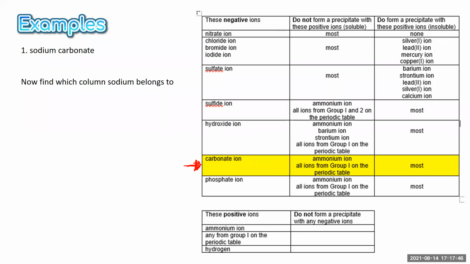Now you need to find out which of those two columns sodium belongs to. Sodium is in group 1 of the periodic table, so we know it belongs in that particular column of the table. Being in group 1, look at the column heading and you find that it is soluble. So sodium carbonate is soluble, and of course, that means it will dissolve in water.